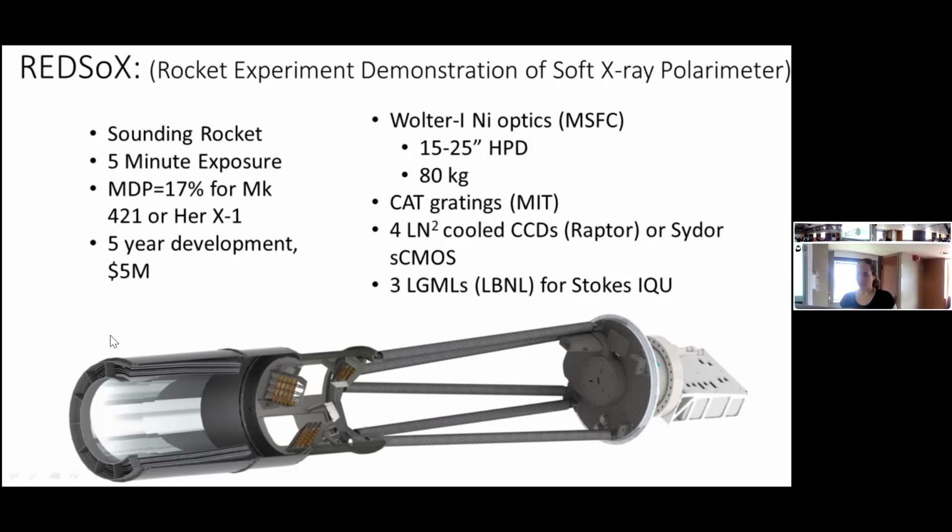So our optics are these Wolter 1 nickel shell optics. We're leveraging the fact that Micro-X had some of these mandrels made, but never used them. So we're just going to replicate shells off of those, which helps our costs. We'll get 15 to 25 arc second half power diameter. We'll use these CAT gratings, which are made locally at MIT, as our dispersive optics. We have some questions on the detector system at the moment. We're trying to decide between either using CCDs, which would be liquid nitrogen cooled, or possibly switching over to CMOS. And our mirrors that I talked about are laterally graded multilayers, which would be made at Lawrence Berkeley.